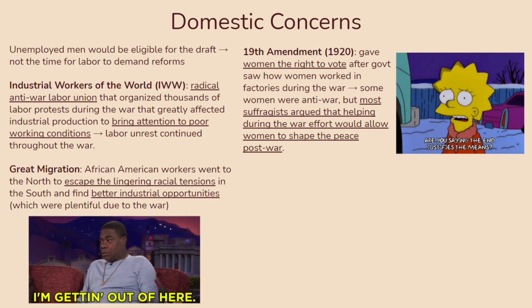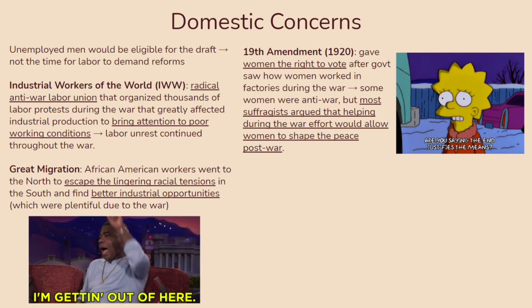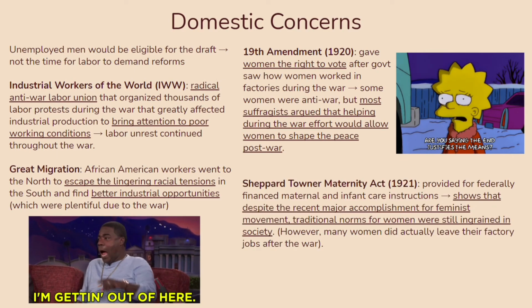Does killing people in war, does supporting that sort of justify the means, or justify the ends that we are going to get rights to vote? So that was definitely a debate that was happening during that time as well. And shortly after the passage of this amendment, we have the passage of the Shepherd-Towner Maternity Act in 1921.